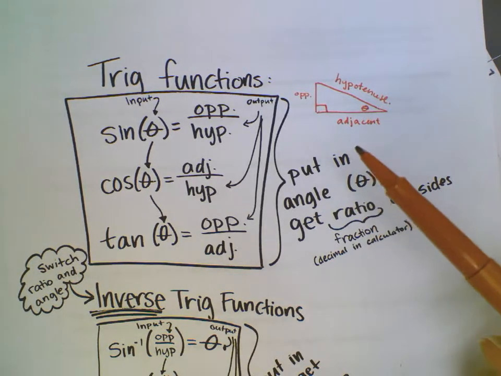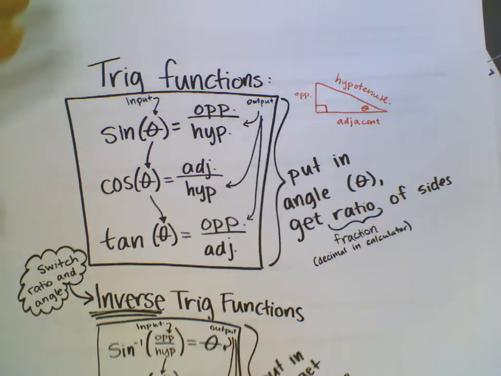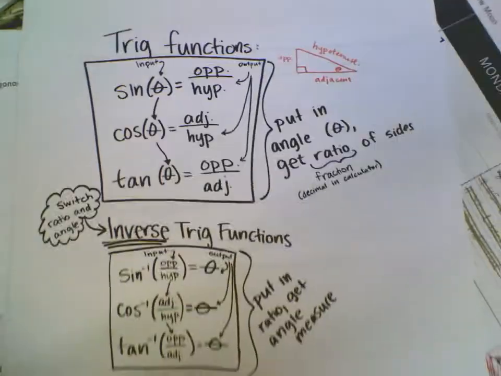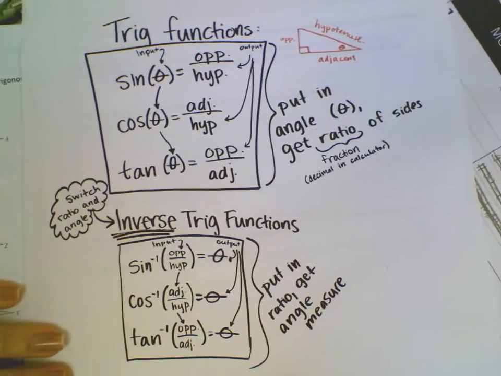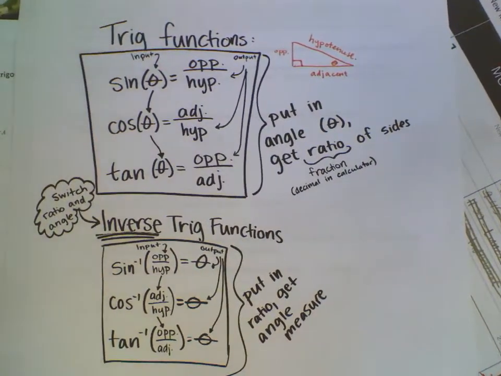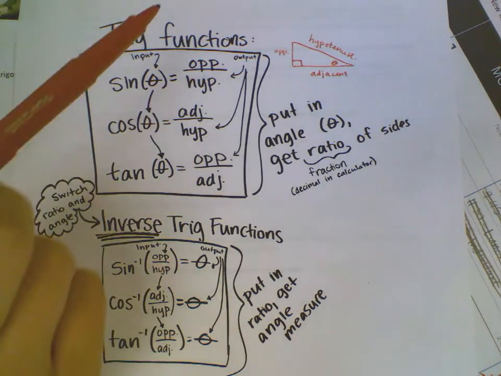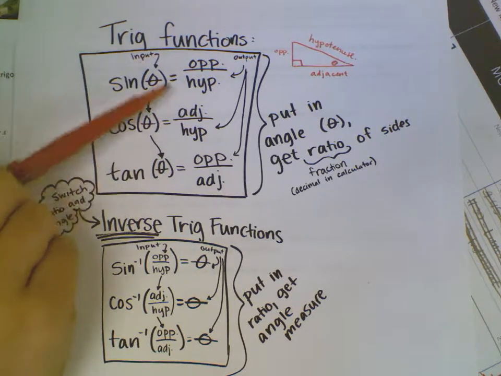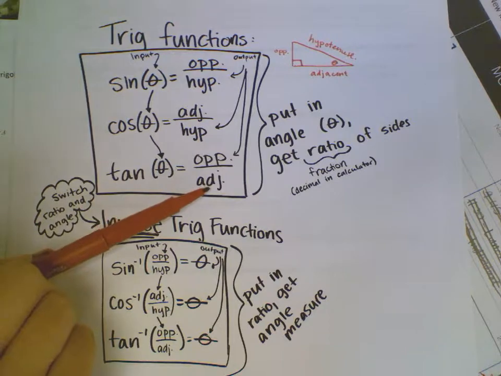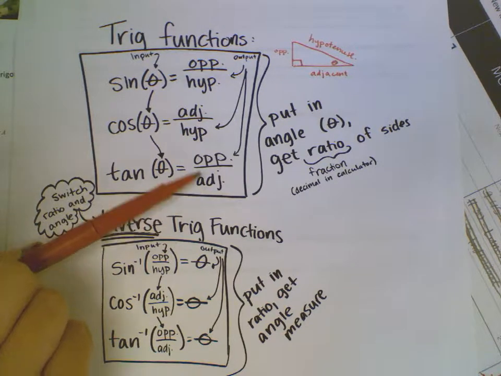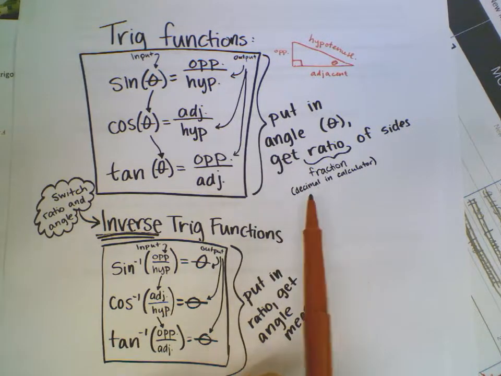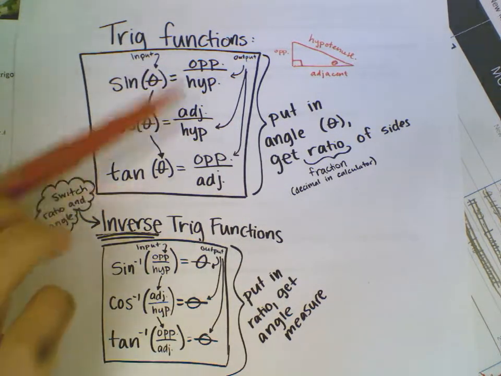The difference between trig functions and inverse trig functions, let me pull this back a little bit. There we go. The difference between trig functions and inverse trig functions is that with trig functions, our input was the angle, and then we were getting what it was equal to, which was that ratio. If you had a fraction, if you put that in a calculator, it would turn into a decimal, so you'll either get a decimal or a fraction for these.